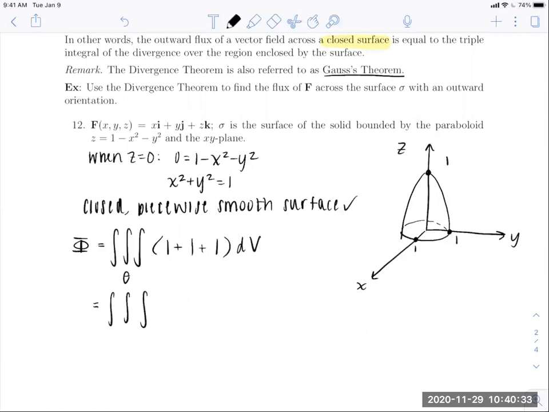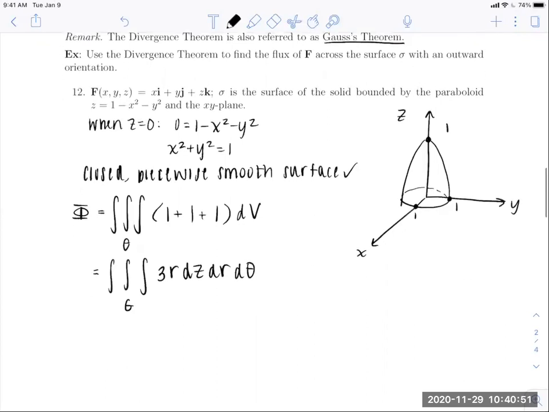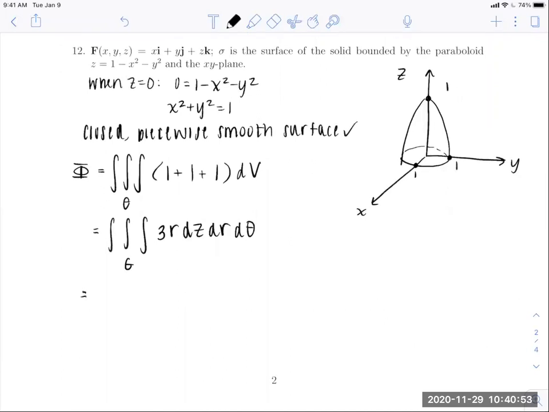So what I'm going to do first is transform my integrand, and then I'll fill in my limits of integration. So I have 3, and then dV gets transformed to r dz dr d theta, and we still need to determine our limits of integration. So for theta, we want that entire paraboloid. So we want to go 360 degrees, 0 to 2 pi. For our radius, we want to go 0 to 1.